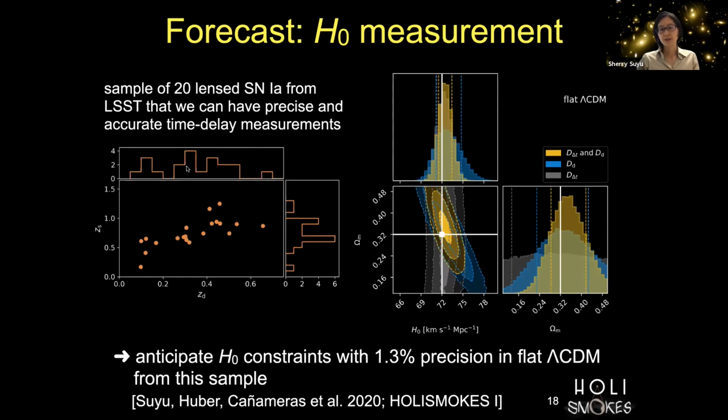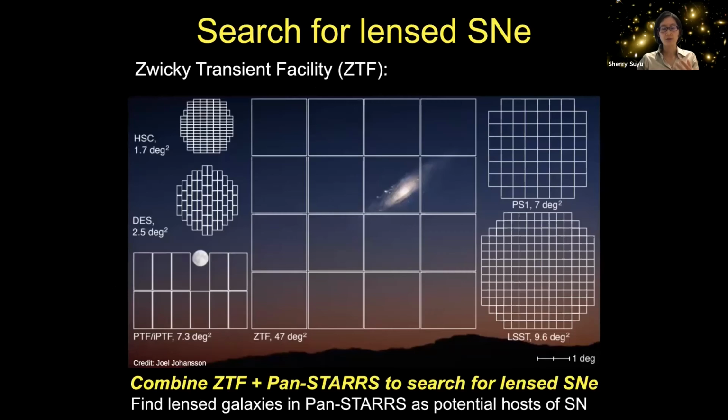Now, the challenge, of course, is to find these very rare events. Ultimately, it's going to come from LSST. But fortunately, even now, we can already start to do the search in the Zwicky Transient Facility, ZTF. ZTF has a very wide field of view camera, as you can see here in the middle, that's much bigger than all the other surveys. With such a wide field of view, it can efficiently scan basically the northern sky every 2 to 3 nights.